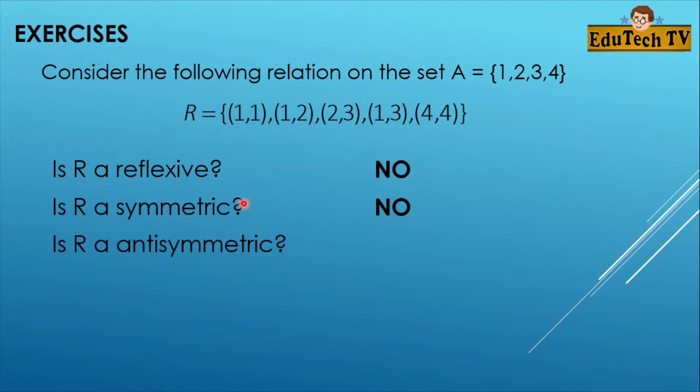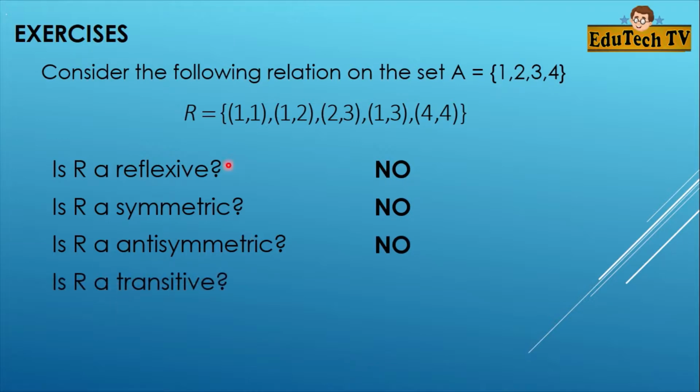Is R antisymmetric? So titignan natin. So dapat equal. Alright? So (1,1). Of course, that is antisymmetric. (1,2). And then, since wala naman siyang (2,1), and kapag meron man yan, then 1 is not also equal to 2. So therefore, it is not anti-symmetric.